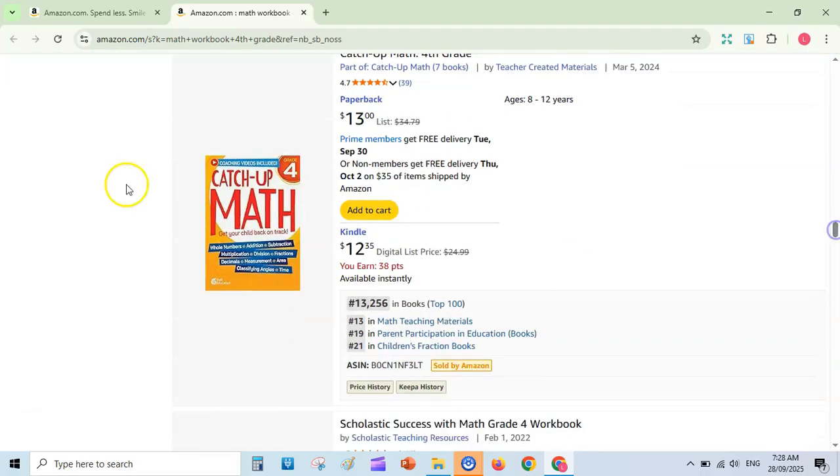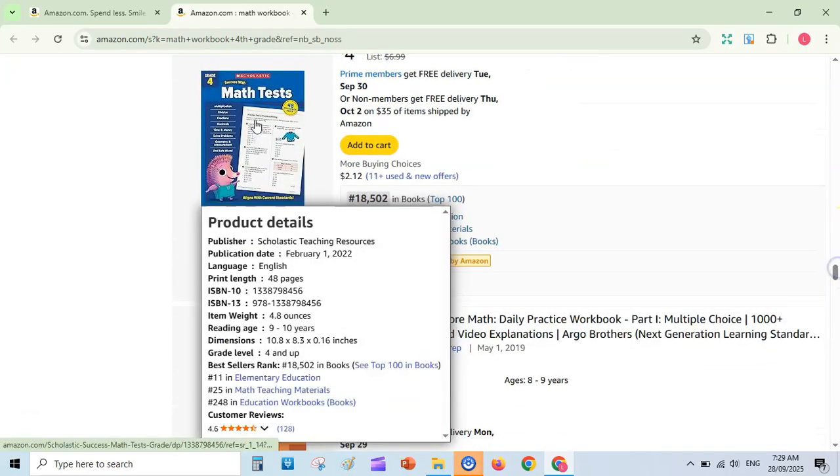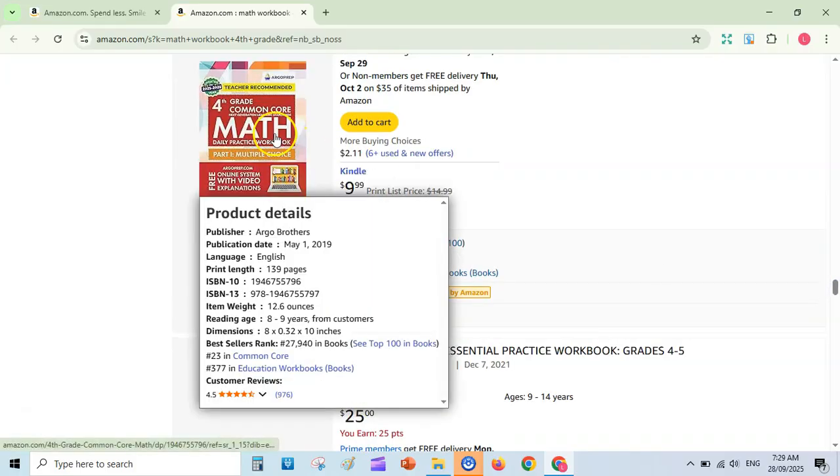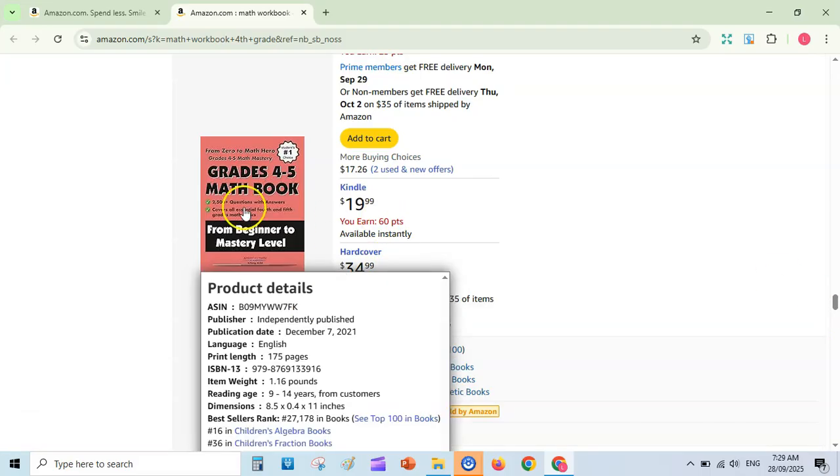Catch Up Math 4th grade. That is a very good book and the cover is also great. This is selling very well actually. This is selling very well. These books are selling. They are taking up the top ranking here. Some people are running ads. That is an independently published book and it is selling very well.